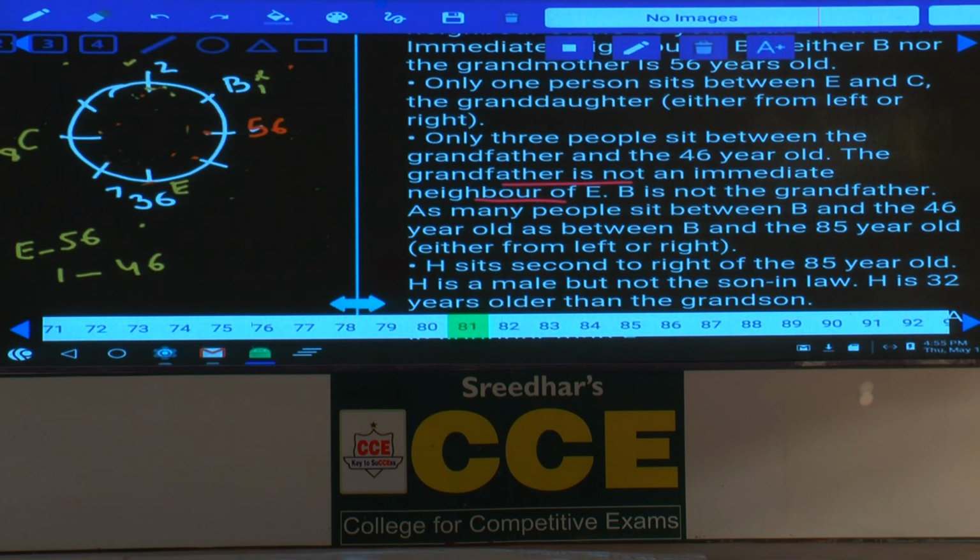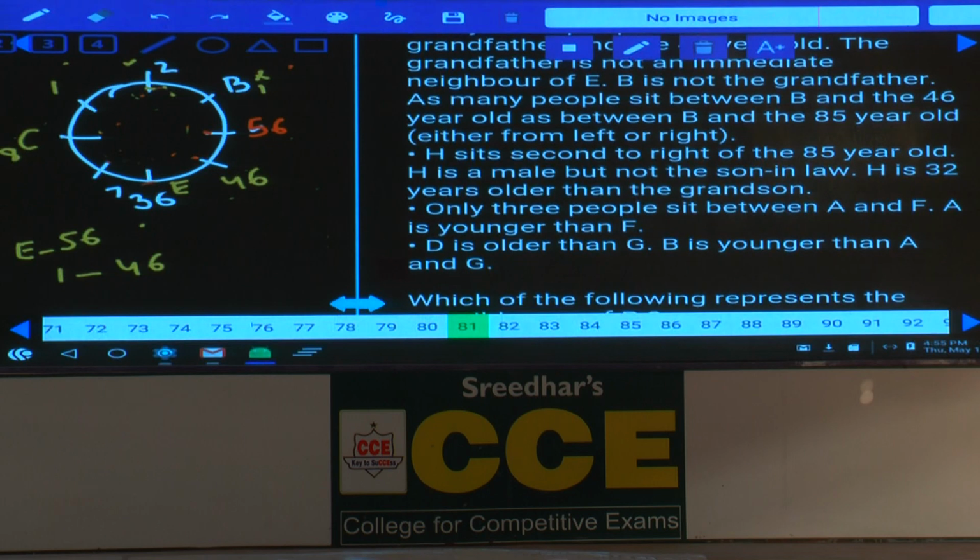Now if number 1 is here and the age is 46, 1 and 46 are opposite to each other. Grandfather is opposite to 46-year-old. Grandfather is not an immediate neighbor of E and B is not the grandfather. Next one. Now 1 and 46 we have done with, and E and 56. Between E and 56, there must be exactly one person, we have used this information. The next one, H sits second to the left of whom?